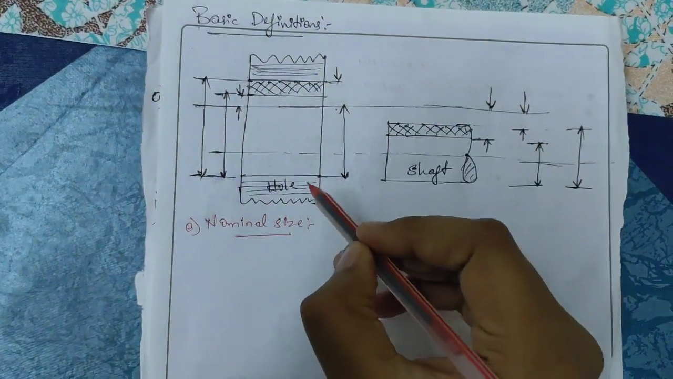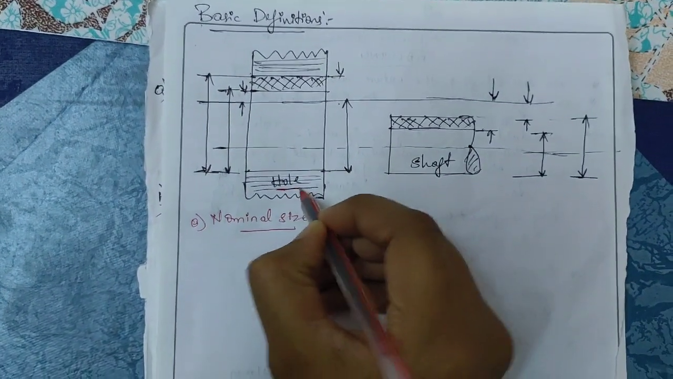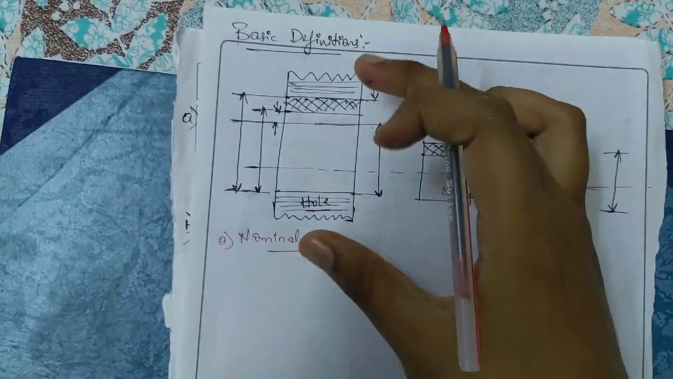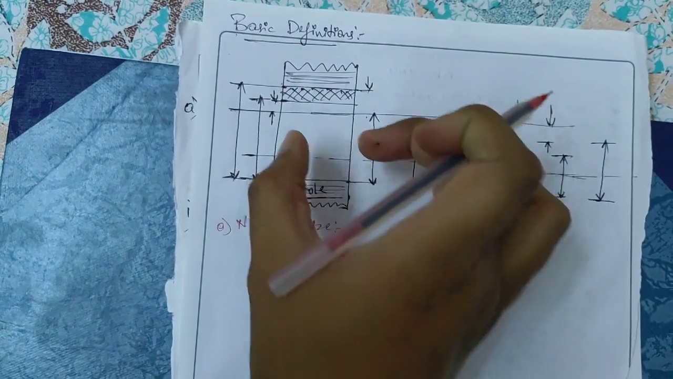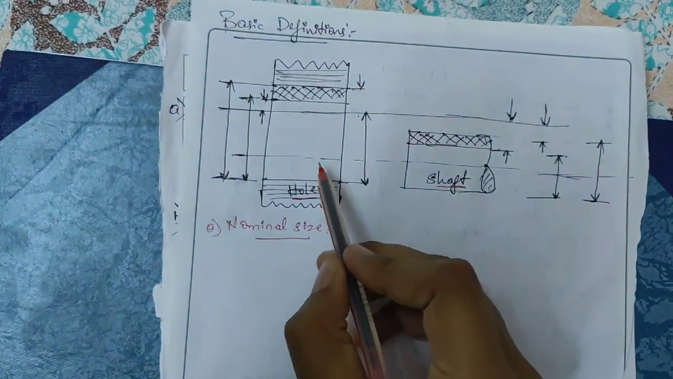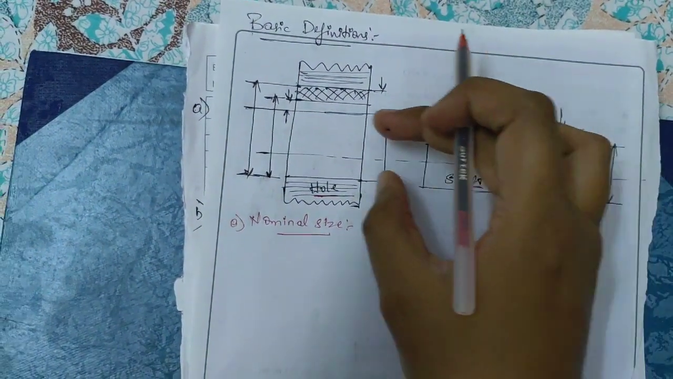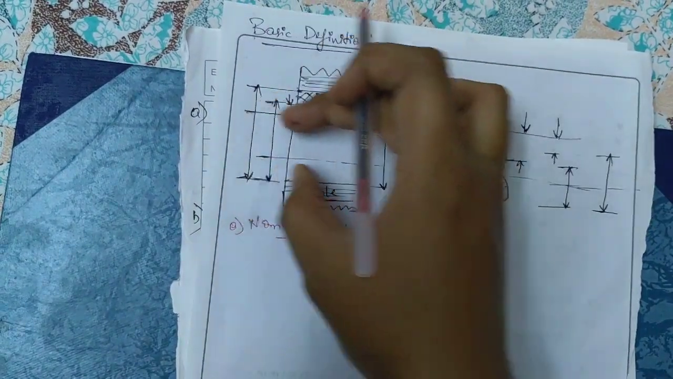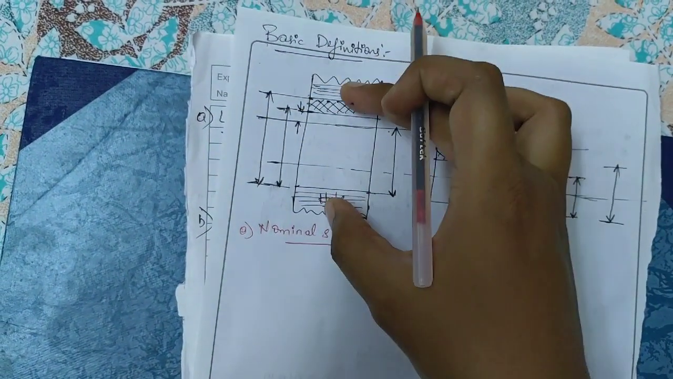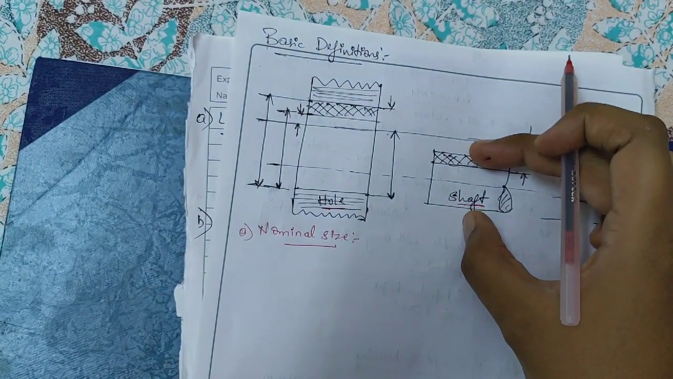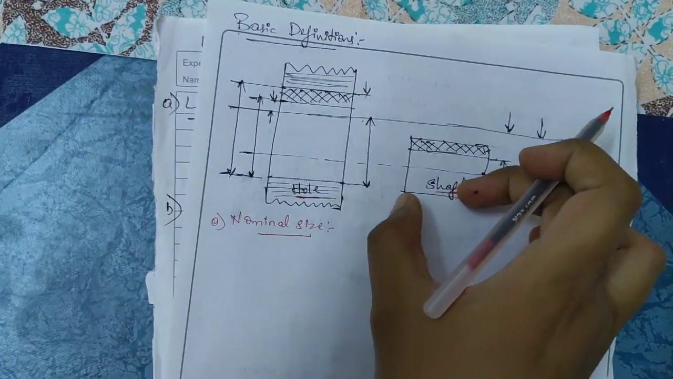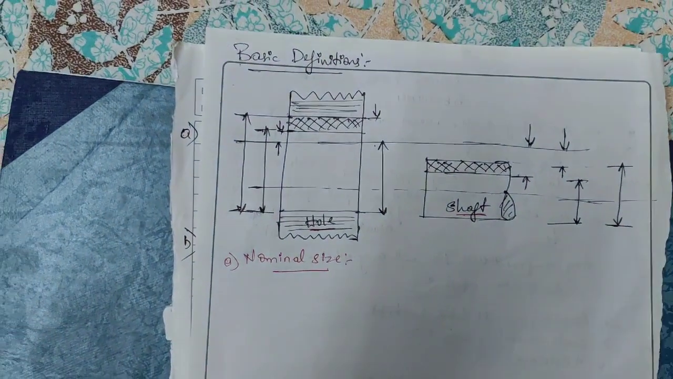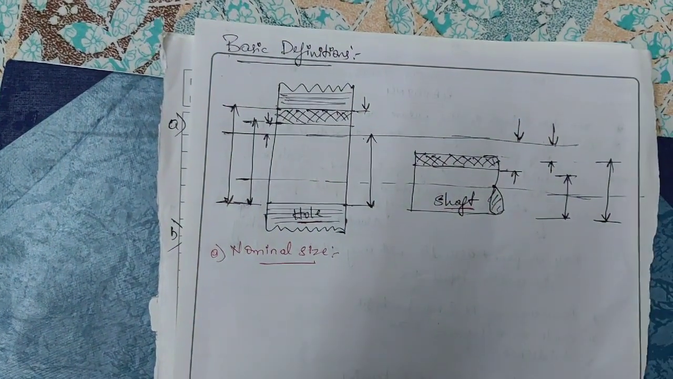For example, here we are taking a hole and a shaft. The hole is nothing but a hollow hole. This is a shaft. Either we have to insert the shaft into the hole, moving it in this gap, or keep the shaft in this direction and put the hole in this direction. That we will see in the upcoming videos related to limits and fits.